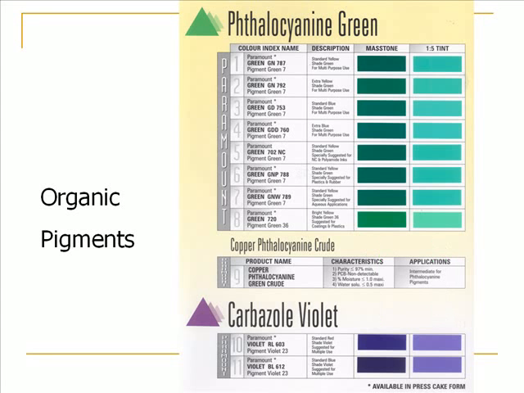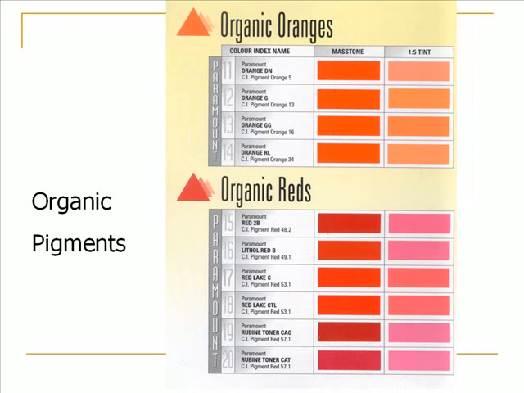Also down here we have carbazole violet, which is a very strong violet organic pigment, very deep mass tone, a little lighter there in the tint. And in this case, the tint is 1 to 5, which means 1 part colorant for 5 parts white. So there's more TiO2 in this. Some reds, different oranges also, mass tones and tints. See what those look like.